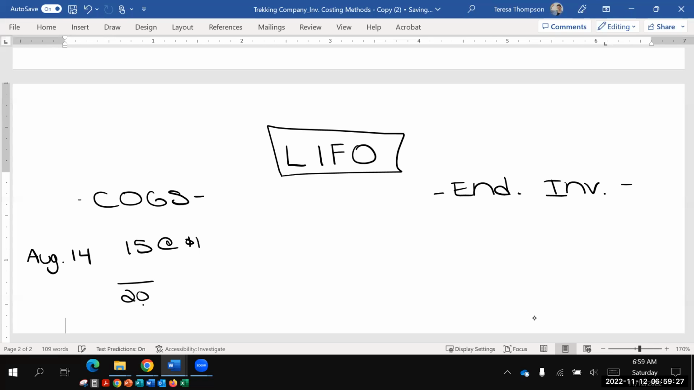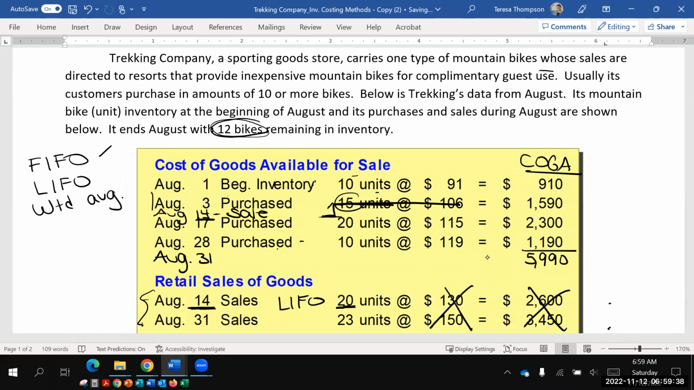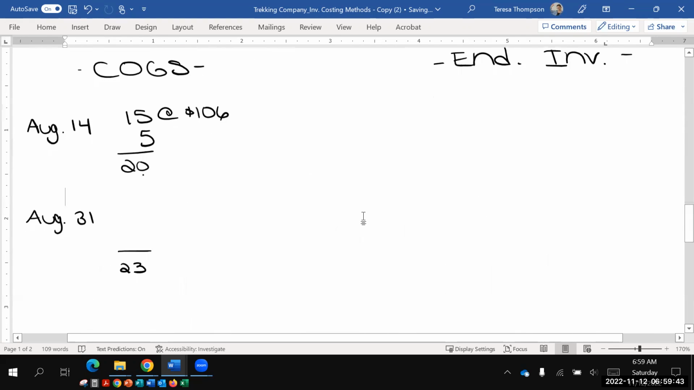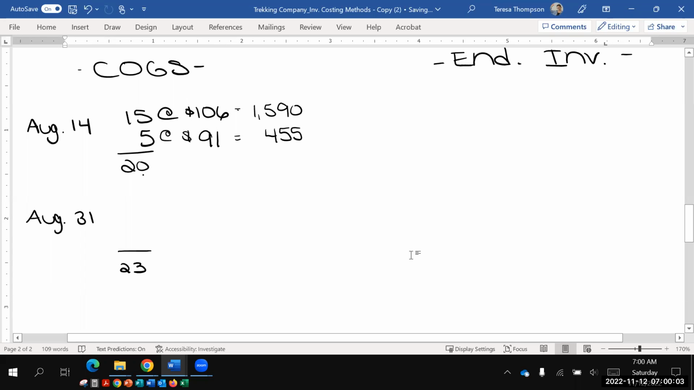So 15 at 106. We obviously need to get to 20 units sold. We need 5 more units. And I think those will come from our beginning inventory since these are all gone. So you're going to take 5 units at 91. Well, let's do that math. All right. On to August 31st. Feel free to pause and try it on your own.